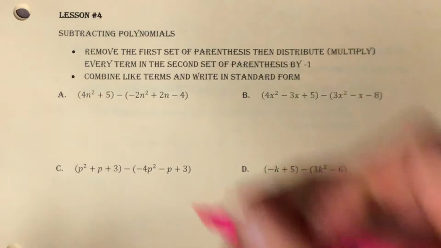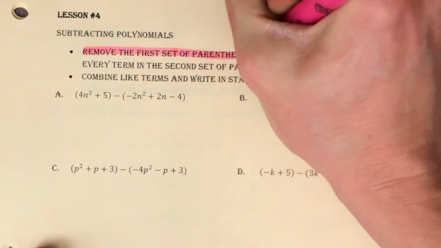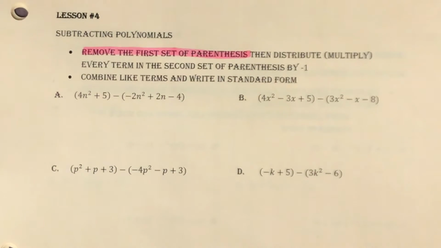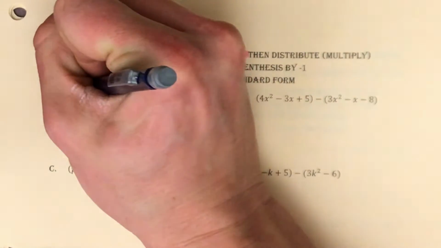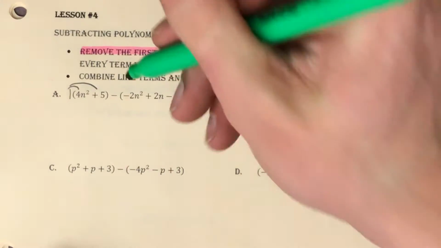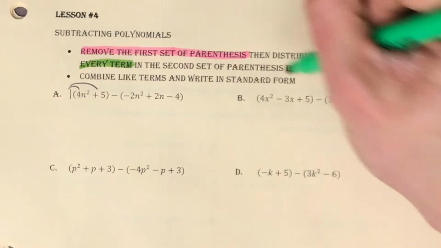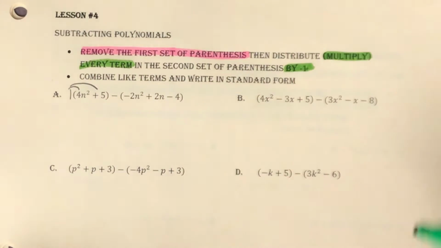The first thing you want to do is remove the first set of parentheses, because, remember, that is like multiplying by a positive 1. And when we multiply by positive 1, that doesn't change anything. So we remove the first set of parentheses. Then, after that, we're going to distribute, or multiply, every term in the second set of parentheses by -1.